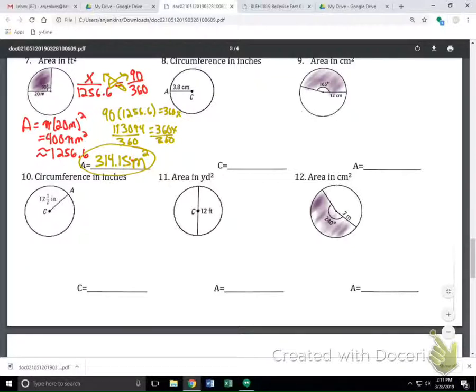Oh, so we're on number 9. Our area is going to be pi r squared. That's going to give me 13 times 13 is 169 pi centimeters squared. What is 169 times pi? 530.92.